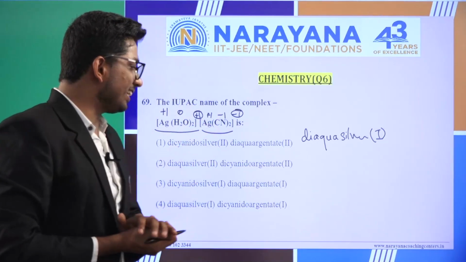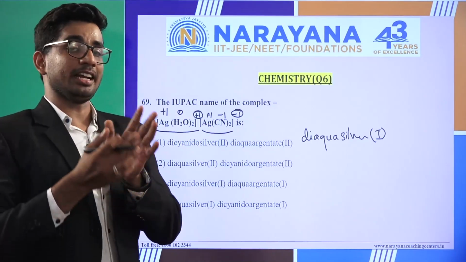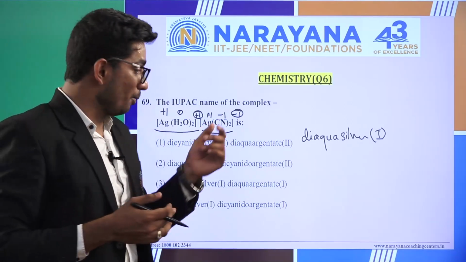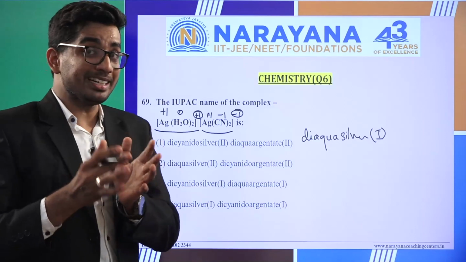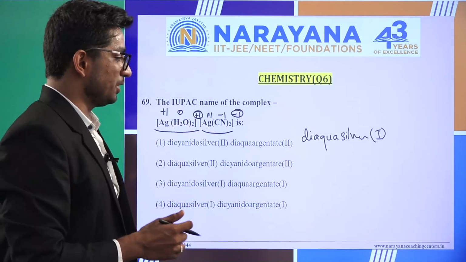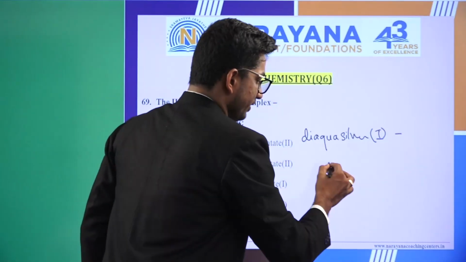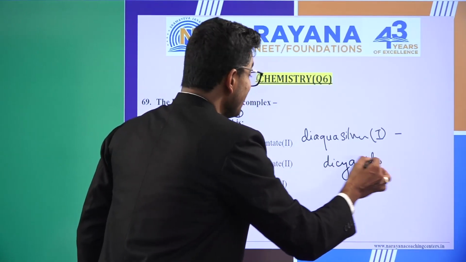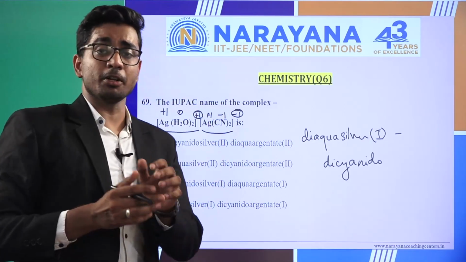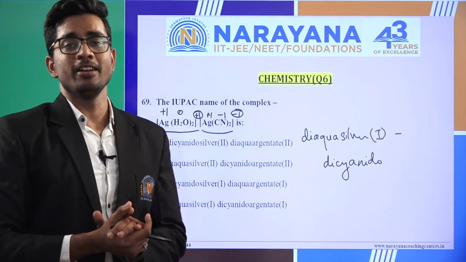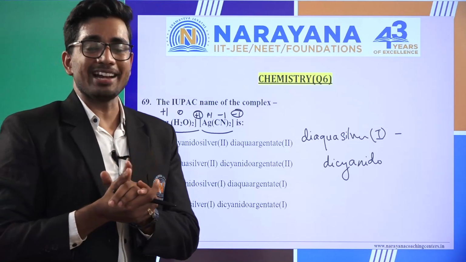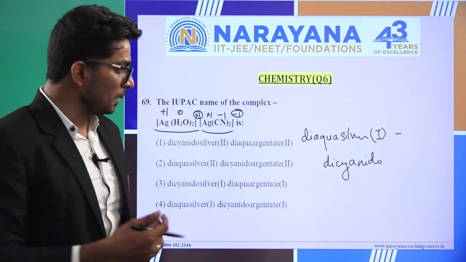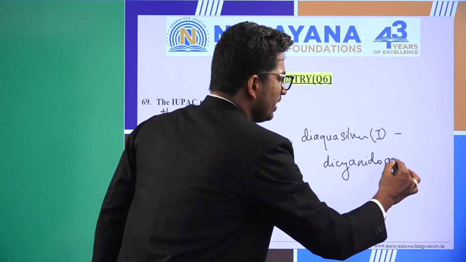Here we have a ligand that is negatively charged, and negatively charged ligands end with o. It's cyanide, so it will be cyanido. And how many are there? Two, so it will be dicyanido. Next we have silver, but we won't be writing silver because it's a negative coordination sphere, and we have to use the Latin name and end it with ate. So it will be argentate.